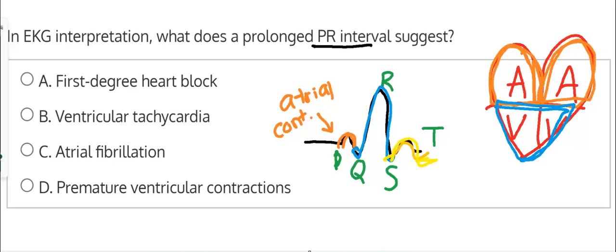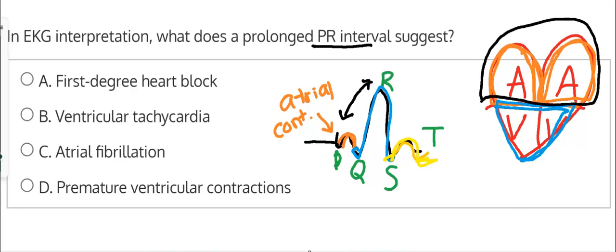So based on that, let's try and figure out what a prolonged PR interval might suggest. If the P to the R right there has to do with contraction of the atrium, that means that if it's prolonged, it's taking longer for this top half, the atrium, to contract or send blood. Let's look at the choices and see what this could possibly mean.